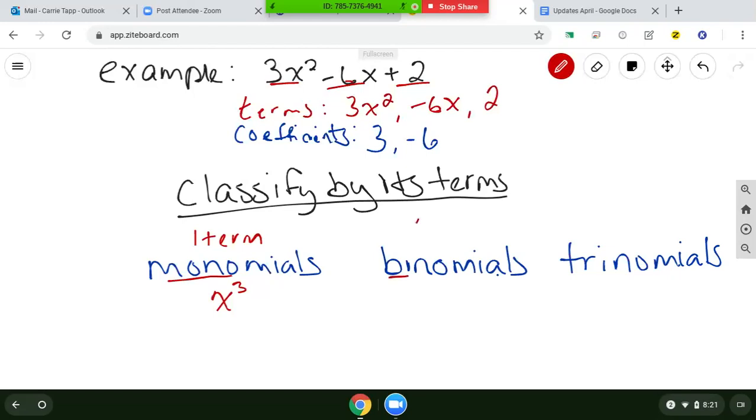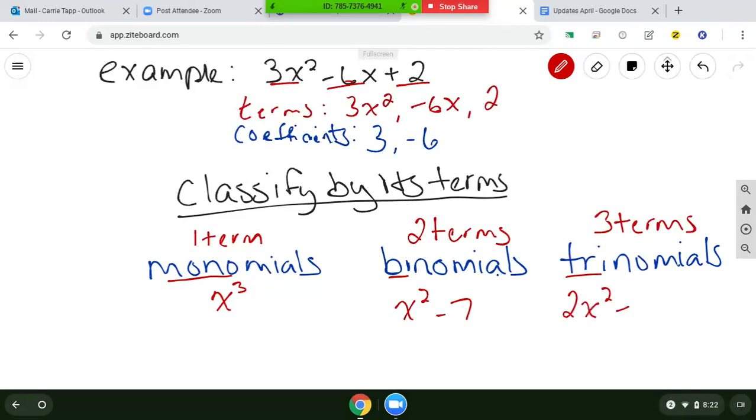Binomial, bi means 2. So there are 2 terms. Okay, so an example would be, let's go x squared minus 7. So there are 2 terms there. It could be x plus 7. There's many different ways it could be. Then we have trinomials, which means 3 terms. So an example could be 2x squared minus 4x plus 1. So there are 3 different terms in there, just like the example I gave above.